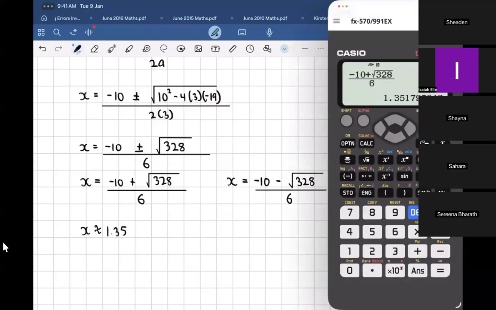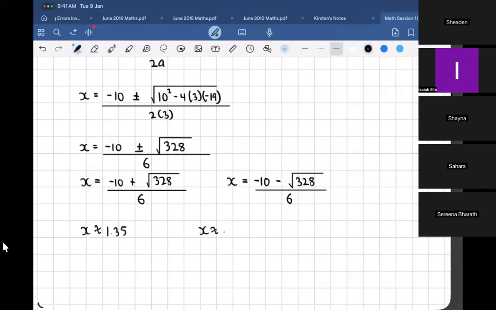That's kind of weird, because for the other one, you're supposed to get a negative number. Oh, you forgot to say the negative number. So that'll be negative 4.69. X is equal to negative 4.69.